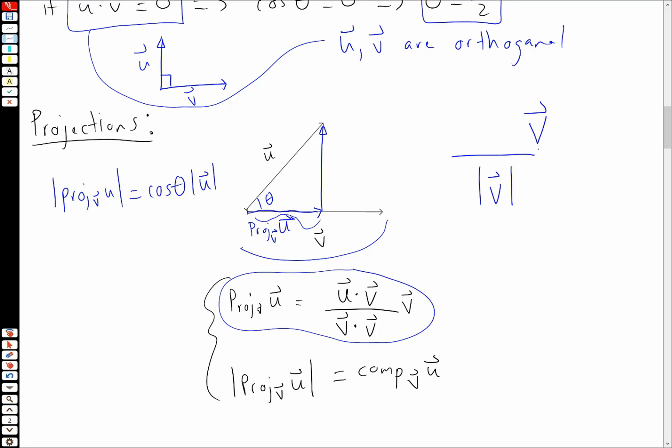And the way I'm getting that, by the way, remember cosine of theta is equal to adjacent over hypotenuse. And what's the adjacent in this right triangle? The adjacent is the length of the projection. The hypotenuse is the length of u. So the length of the projection is really just cosine of theta times the length of u.